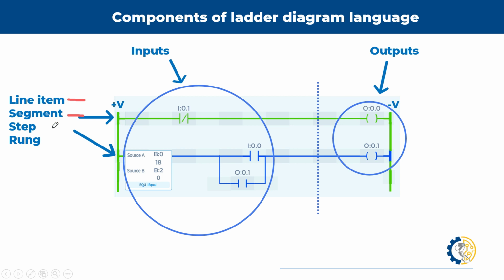Our segment, our ladder, or our step, all of these names are correct. Depending on the brand, we can identify them with different names. So line is very common and we can use it. We know it as rung, and in Allen Bradley, rung as well.